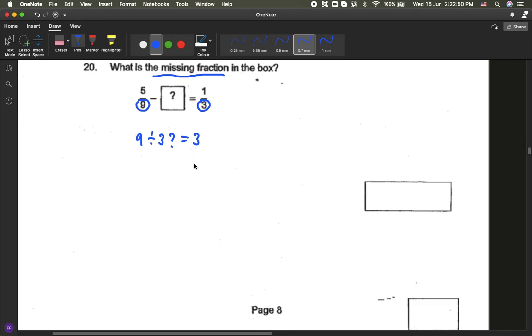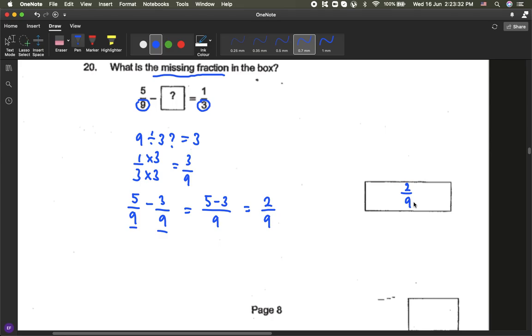It actually produces 3. So 1/3 can be changed into, if we multiply both the numerator and denominator by 3, we can get 3 over 9. So to get the missing fraction, we just need to get 5 over 9 minus 3 over 9. So since the denominators are the same, we can just put it as 5 minus 3 over 9. And this gives us 2 over 9. So our answer is 2 over 9.